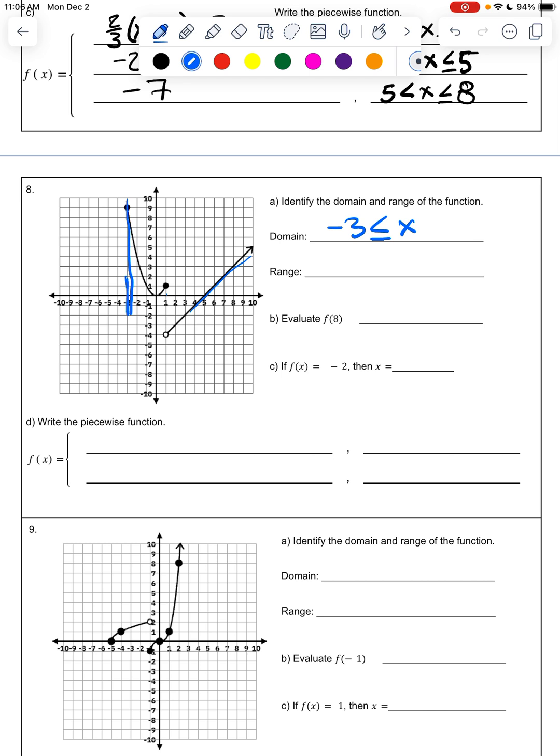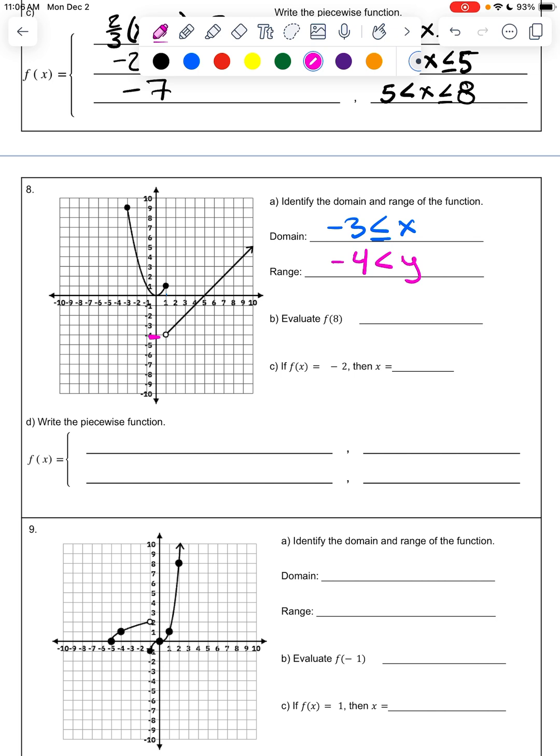If you also chose to put less than infinity, that's not necessarily wrong. It's just not the most efficient way of writing it. So I'm going to avoid that here. For range, range is bottom to top. The lowest y value is -4. So with -4, that is an open circle at the lowest point. So I'm not going to put or equal to.